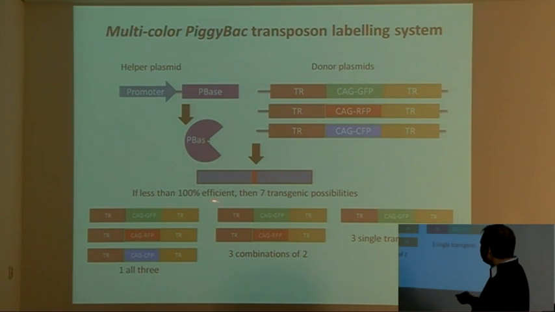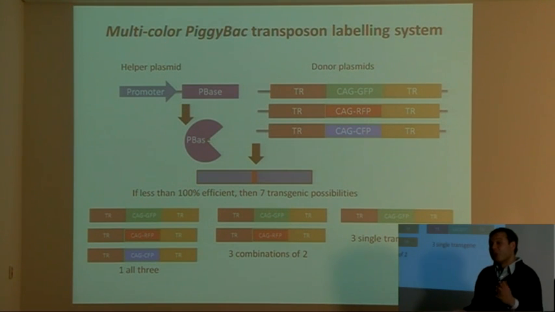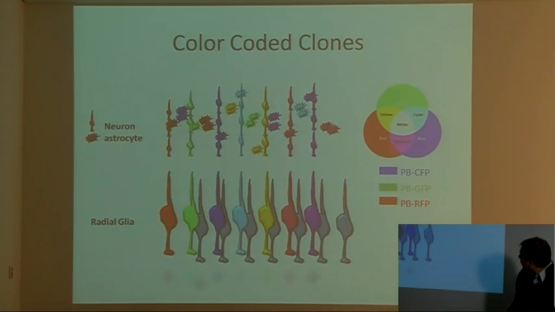What would happen is you would have seven possible transgenic combinations if it was just one plasmid that could go in. We should have all three colors, two colors, any of three combinations of two, or any individual color. And in fact, there are more combinations if more than one copy could go in, because two greens and a red would be a different shade than one green and a red. So here is the result. Conceptually simple enough.